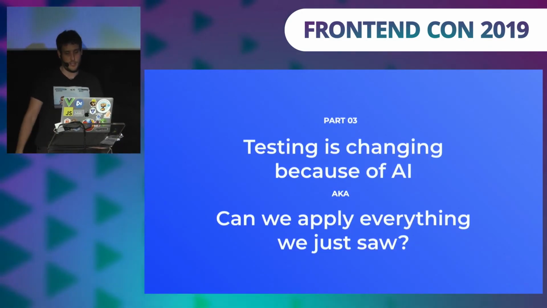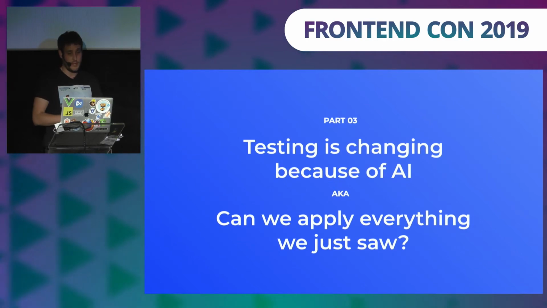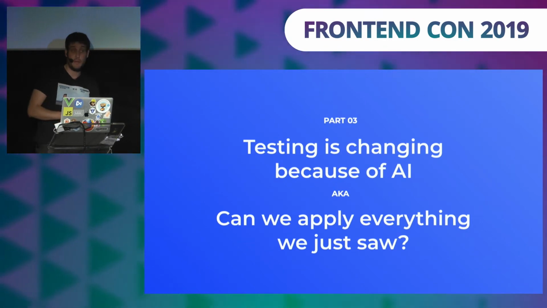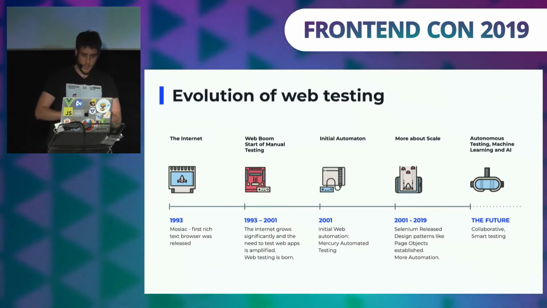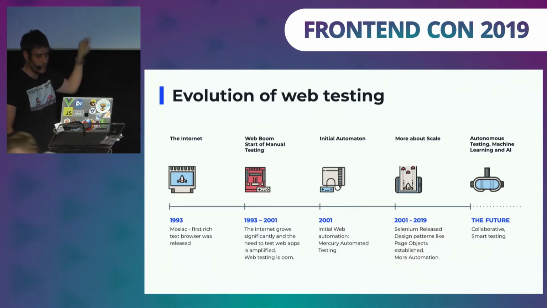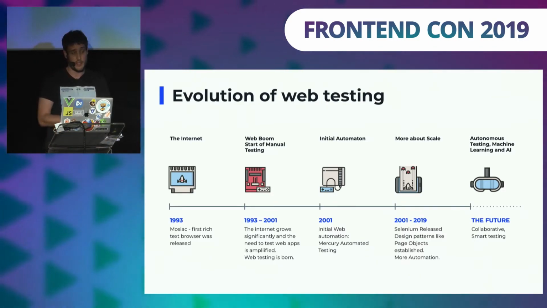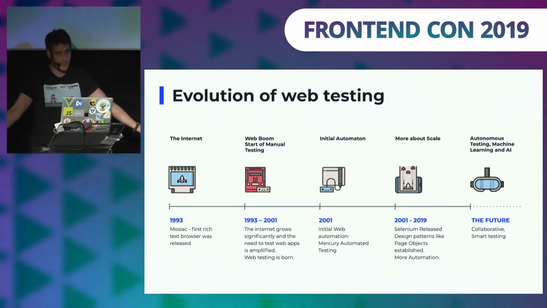But how is this practical, right? This talk is about testing changing because of AI. Can we actually apply the things that we just saw? So how did web testing even evolve, right? The first web browser is 1993, that's Mosaic. And after that, the web started exploding.